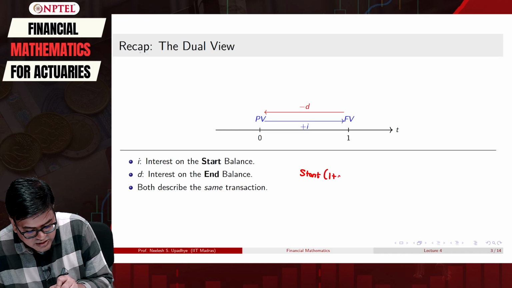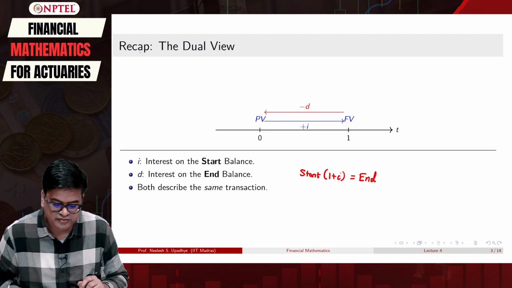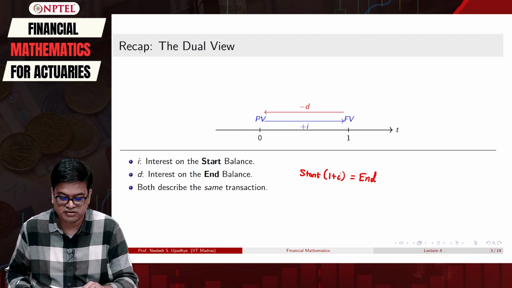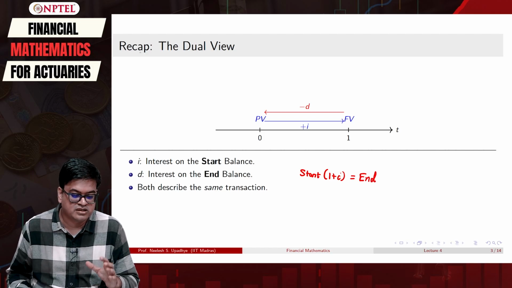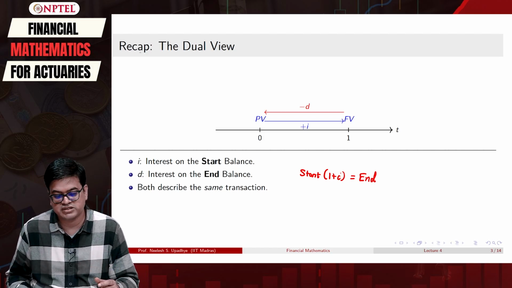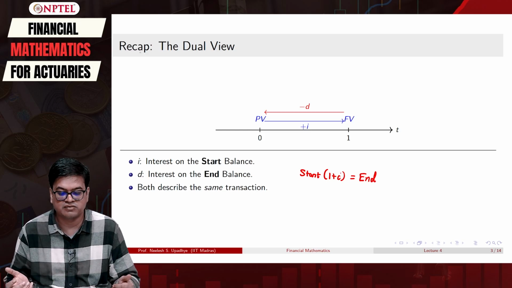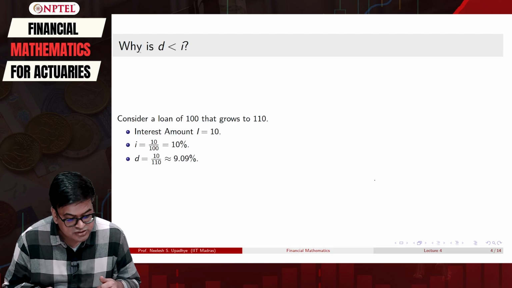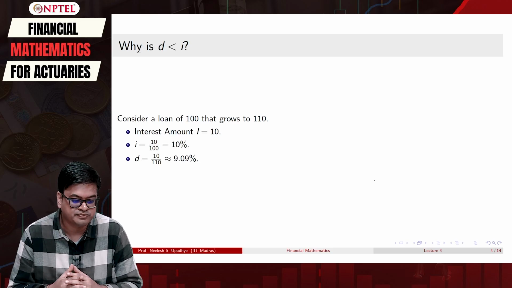that can be summarized into one tiny equation, which is basically start times (1 plus I) is equal to end, or end times (1 minus D) is equal to start. These both describe the same transaction. One is going forward, another one is going backward in time. So let us understand why D should be less than I.